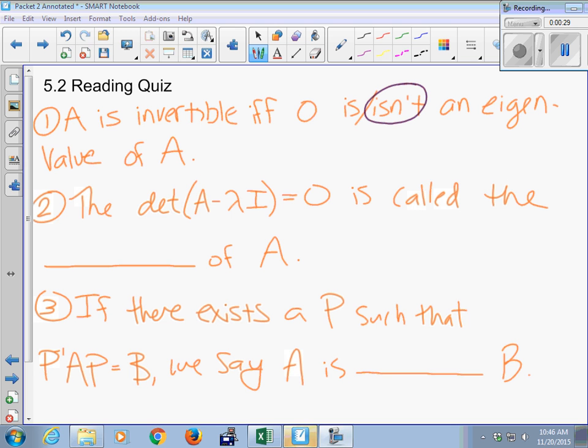Okay, the determinant of A minus lambda I is called the what of A? Characteristic equation. Okay, last one. If there exists a P such that P inverse AP equals B, we say A is what? Similar to B.